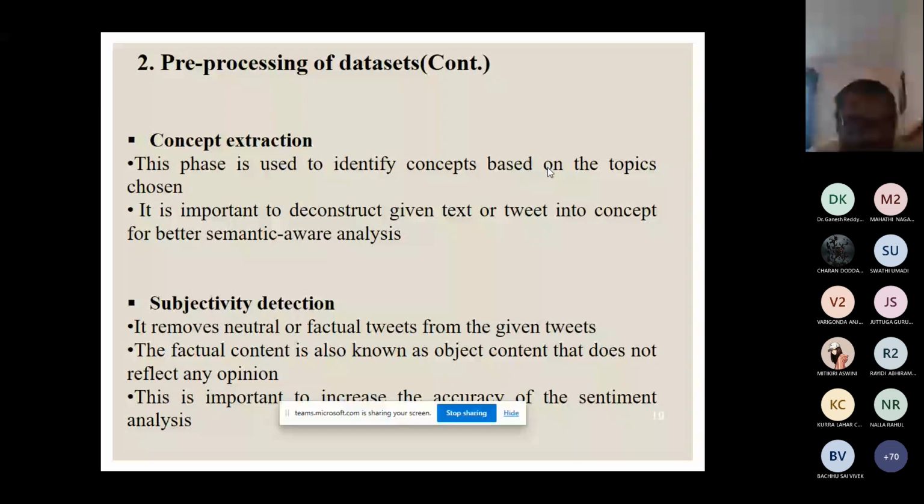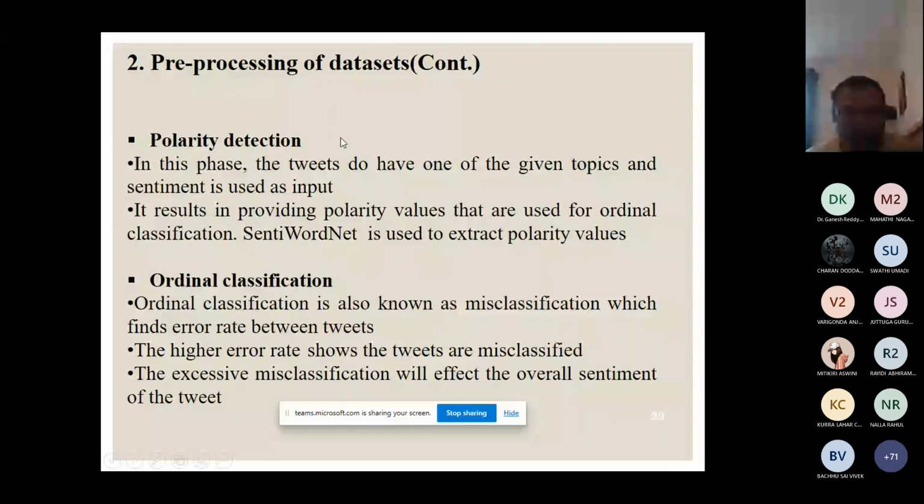After that, I detected the subjectivity: is it factual tweets, or is it reflecting more opinion or not? That is nothing but subjectivity detection. And finally, I have done the polarity detection, again with SentiWordNet. And finally, I did the classification, finding the error rate between the tweets. So this is the one framework I have worked on.